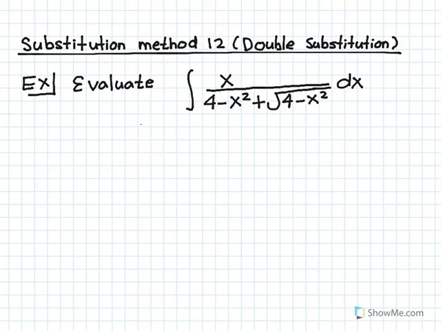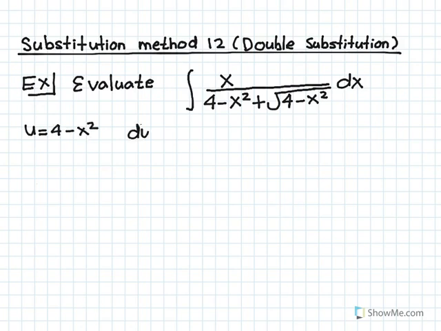In this video, we're going to apply the substitution method to solve a few more indefinite integrals. So here we have the integral of x divided by 4 minus x squared plus the square root of 4 minus x squared, integrated with respect to x. We're going to let u be equal to the inside function, 4 minus x squared.